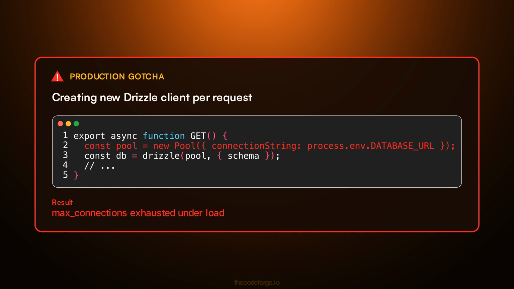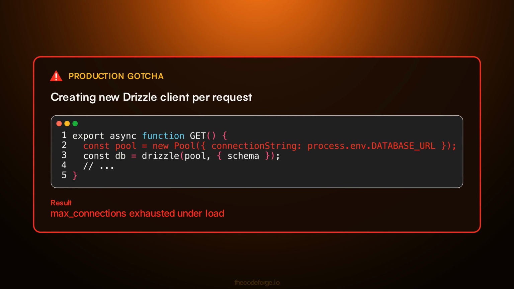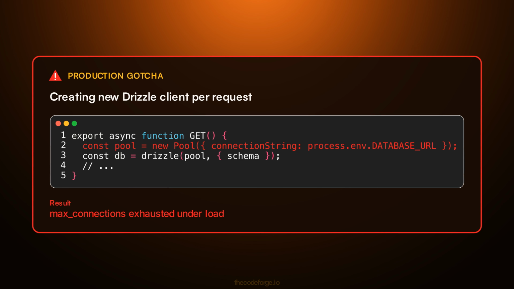Creating a new pool per request in serverless functions opens a new TCP connection each time. This quickly exhausts database connections, causing 500 errors. Always reuse a single client instance.